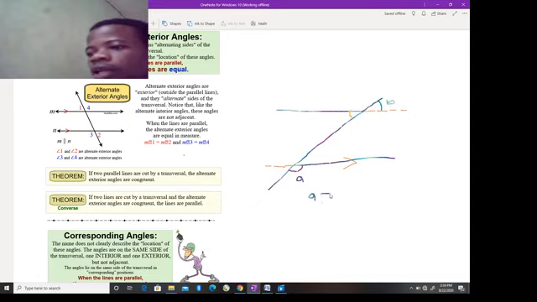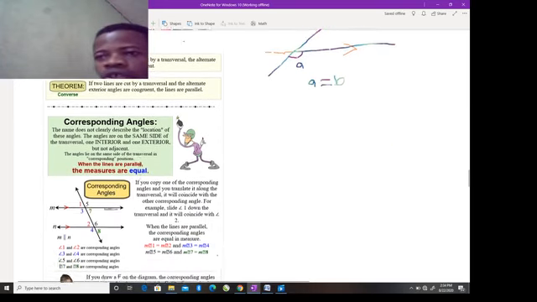A is equal to B. You get that? So those are exterior alternate angles. So if you continue, you have this, congruent corresponding angles. Okay, I think I mentioned this. If two parallel lines cross a transversal line, the alternate angles are congruent. So we've said that before.